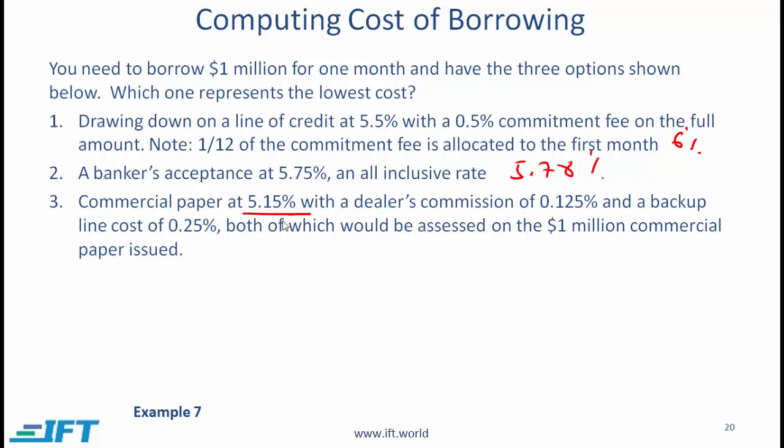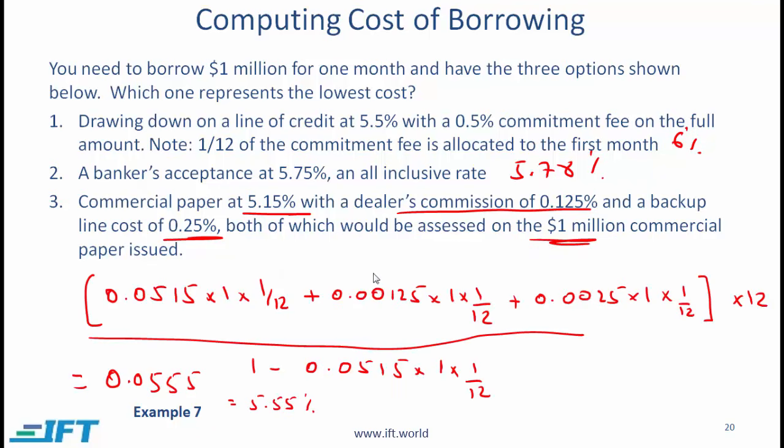The rate is 5.75%, but we also have a dealer's commission, which is 0.125%, and a line cost, which is 0.25%, both of which should be assessed on the 1 million commercial paper. You need to recognize that a commercial paper is also a discount instrument. Just remember that a commercial paper is like a T-bill. So how do we calculate the effective cost?